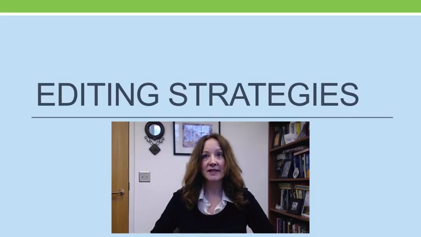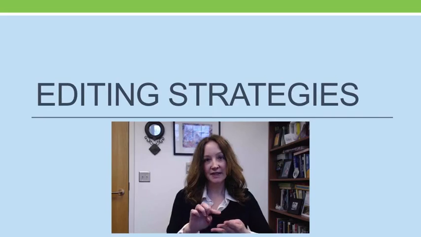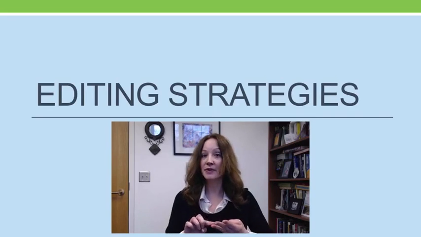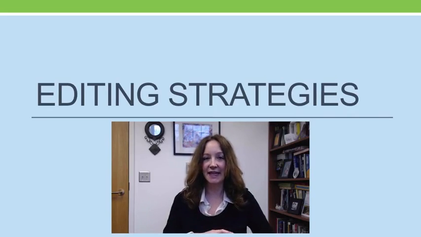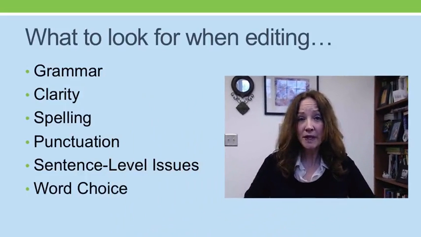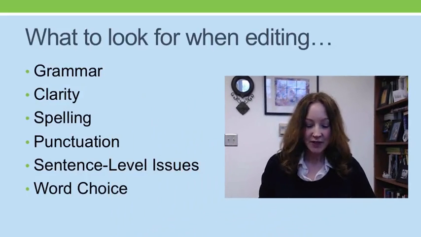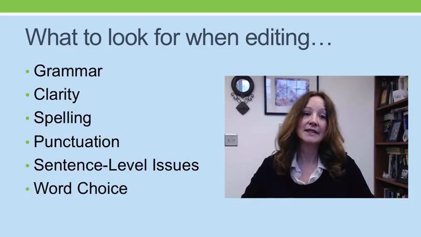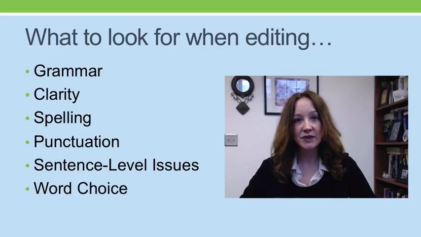Some writers think about there being three stages, right? That there's revision, then there's editing, then there's proofreading as even a smaller scale. I'm collapsing proofreading and editing for the purposes of project one, but when you are editing, these are the kinds of things that you'll want to be looking for: grammar, clarity, spelling, punctuation, sentence level issues, word choice.